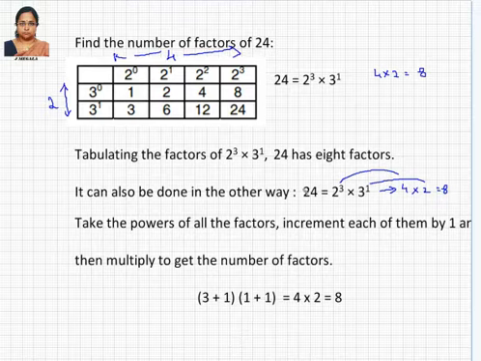Okay, so why we are increasing this by 1? That is because, as you know that when it is 3, you need to take from 0 to 3. 0, 1, 2, 3. So there are 4 of them. Similarly, when it is 3 power 1, you are taking 0 to 1. So there are 2 of them. So the 0 is one thing which is included in this. Therefore, we are adding 1 to that.